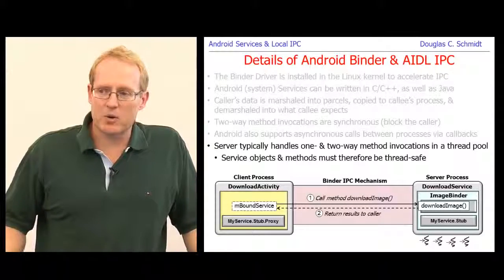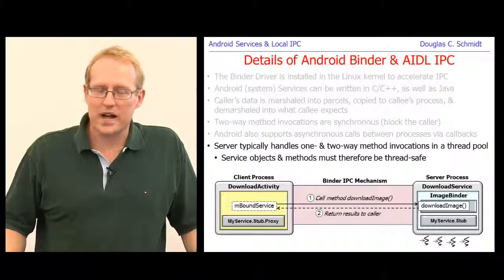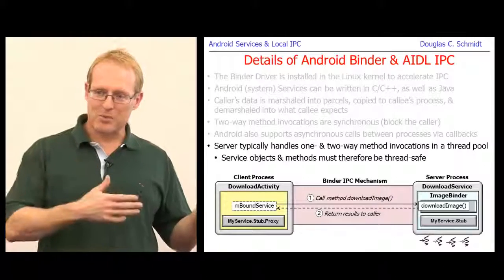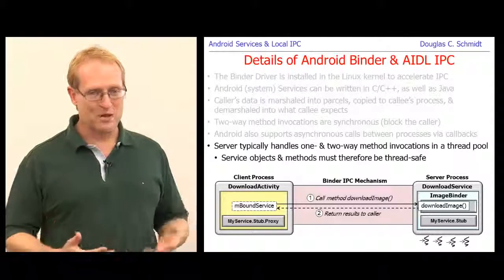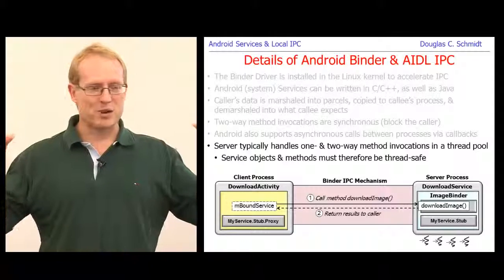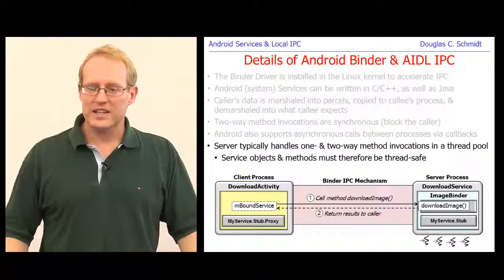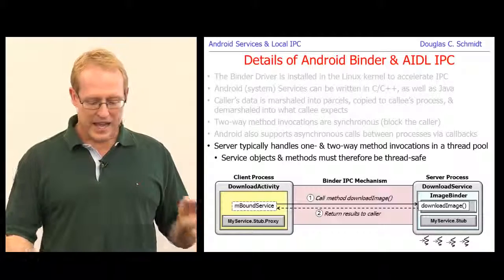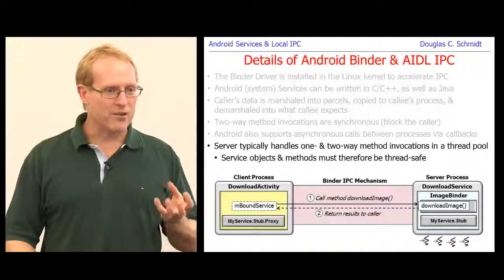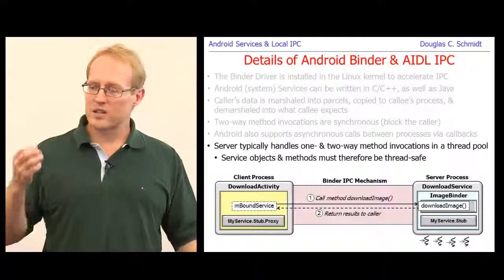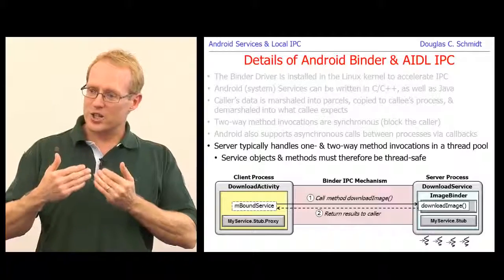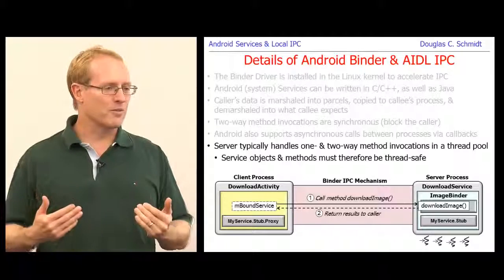Servers typically handle both one-way and two-way requests out of a thread pool. I say typically because if you co-locate these things, like we talked about before, then there is no thread pool. But in the normal case where they're in different processes on the same device, there's a pool of threads. And that means you have to be very careful that you have thread-safe code, because these callbacks will be taking place in different threads. And if they access shared state, that state can easily get corrupted.